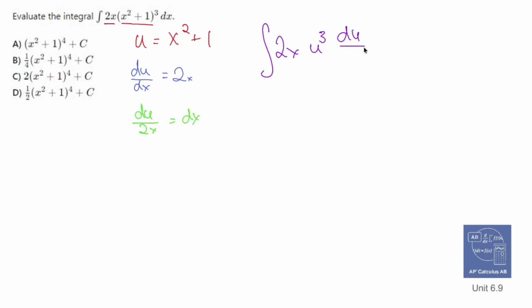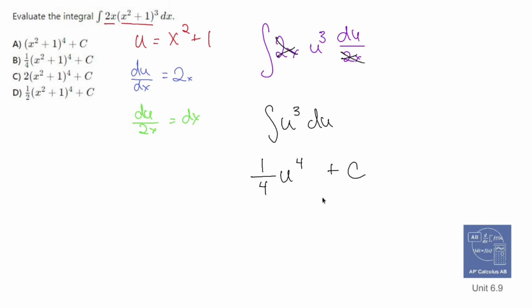And if you're like, whoa, whoa, whoa, how am I going to pull this off? Check this out. The 2x and the 2x cancel each other out. So now we're going to take the integral of u to the third du. The integral of u to the third is going to be 1 over 3 plus 1, which is 1/4, u to the 3 plus 1, which is to the fourth, and I'm going to attach a plus c there.